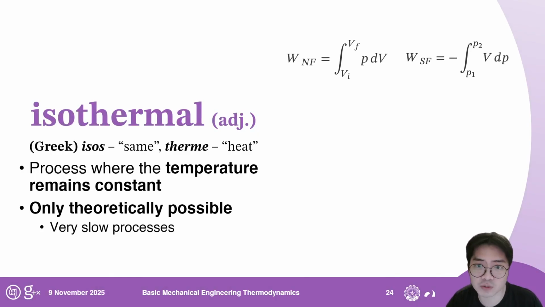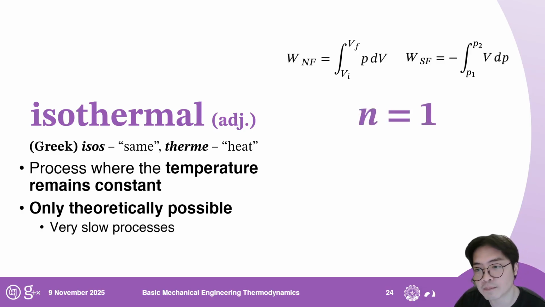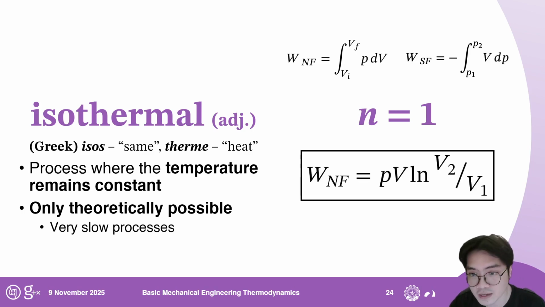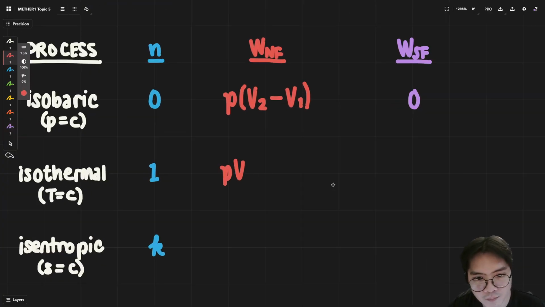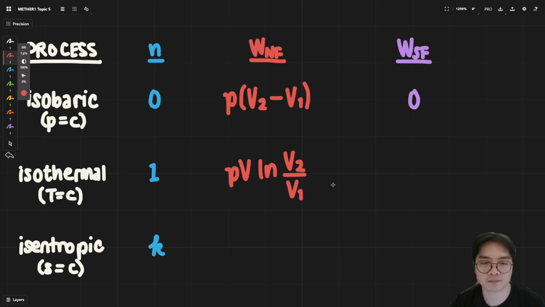Isothermal processes, this one is the weird one that breaks the mold. It breaks the general formula, as we'll see later. It has a polytropic index of 1, and basically its work non-flow is PV times ln of V2 over V1. Okay, so that is how we're going to do it.